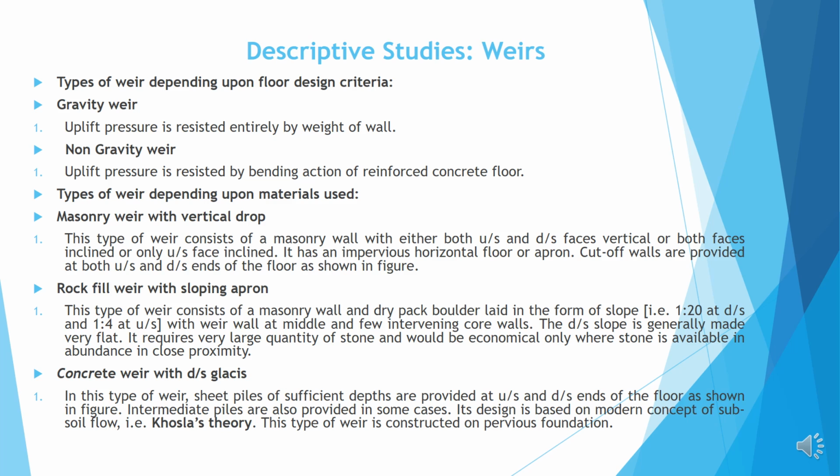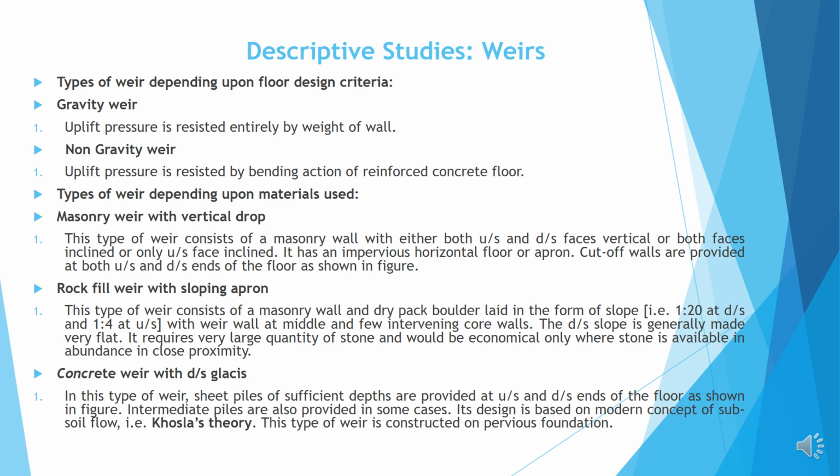Rock fill weir with sloping apron. This type of weir consists of a masonry wall and dry packed boulders laid in the form of a slope, with the weir wall at the middle and a few intervening core walls. The downstream slope is generally made very flat. It requires a very large quantity of stone and would be economical only where stone is available in abundance in close proximity.